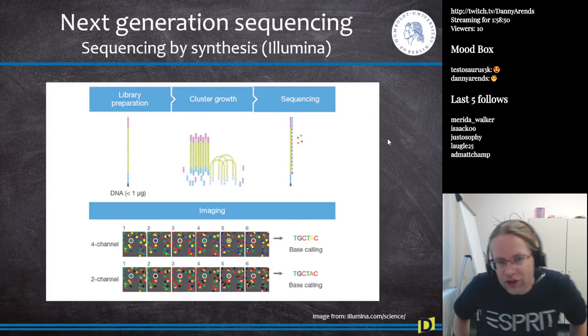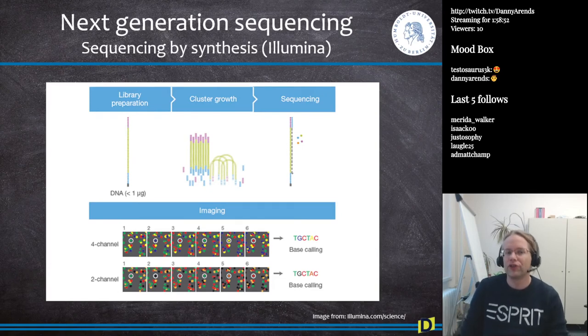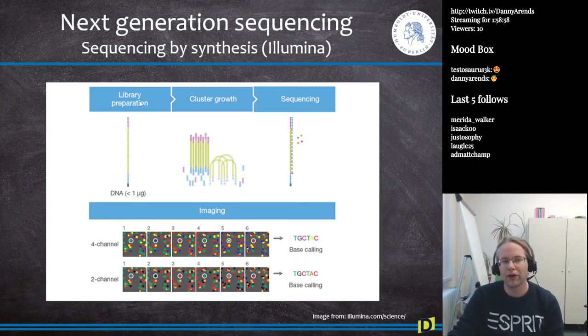So sequencing by synthesis is the standard nowadays. This is done in Illumina machines. So what happens is first you prepare your library. You take a very, very small amount of DNA, and this DNA is fragmented into short pieces. And then each of these pieces gets two adapters. So it gets an adapter on the 5' end, and it gets an adapter on the 3' end.